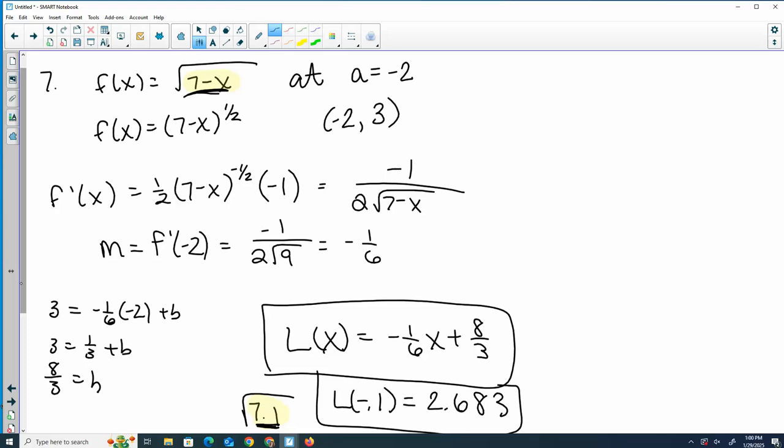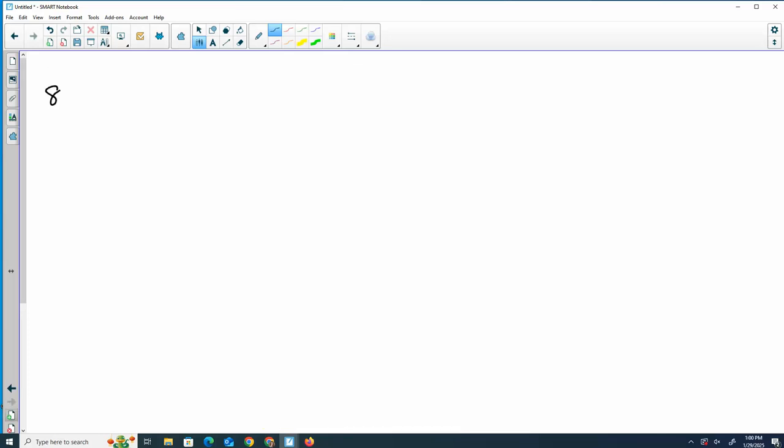Okay. Number 8. Use linear approximation to estimate 83 to the 3/4 power. So this time we have to do everything. We need a function and we need a point. This means the 4th root of 83 cubed. So my function is just probably x to the 3/4 power.